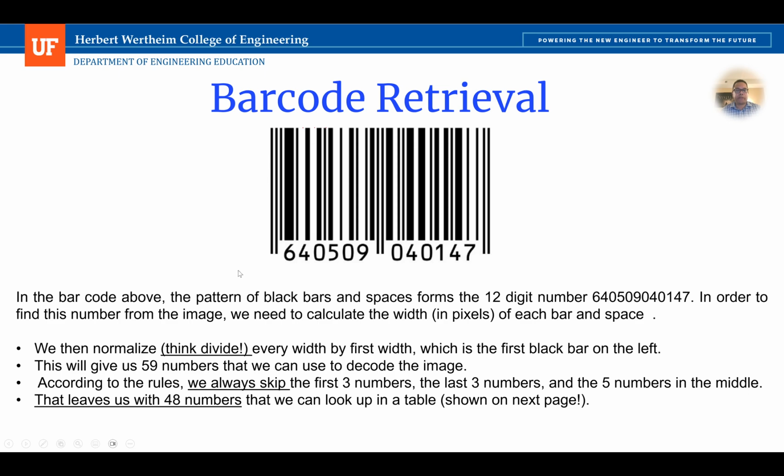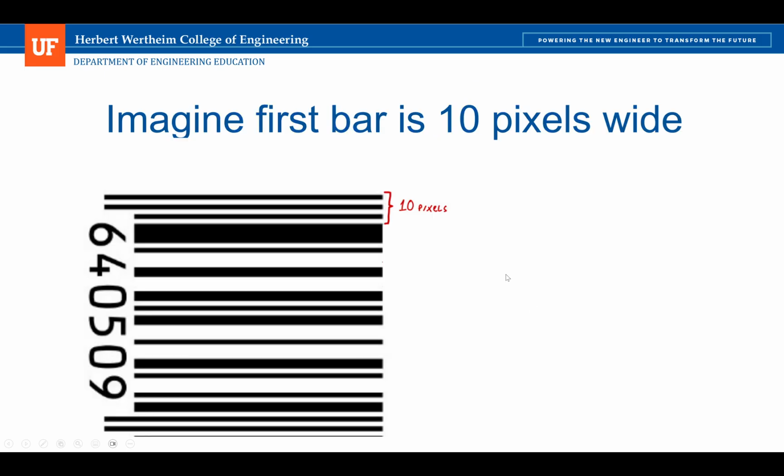From there, we're going to have 59 numbers after normalization, but we're going to skip the first 3, the last 3, and the 5 numbers in the middle, and that's what we keep. So in the end, we're going to have 48 numbers that are passed through the lookup table, and then we get the final result. Our job is to get these 48 numbers. That's our expectation.